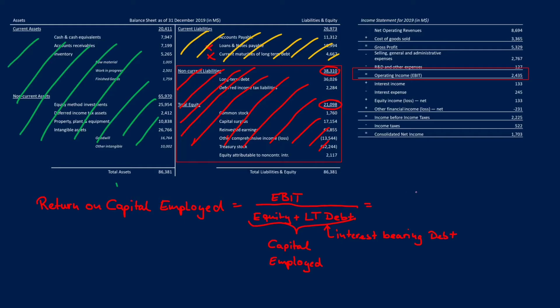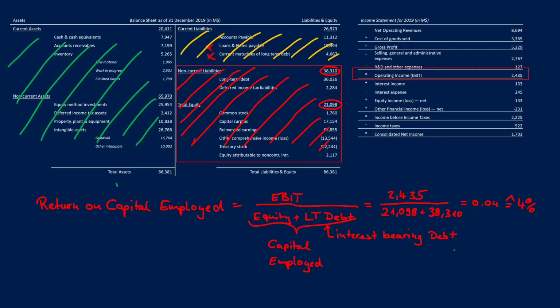So in this particular case, we would now divide 2,435 by 2,198 plus 38,310, and that is 0.04 or 4% equivalently, return on capital employed.